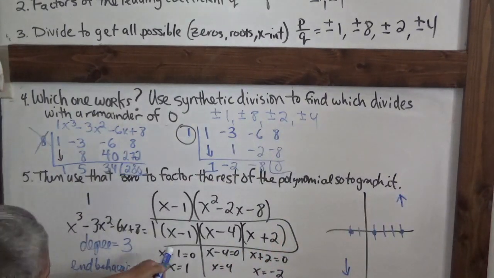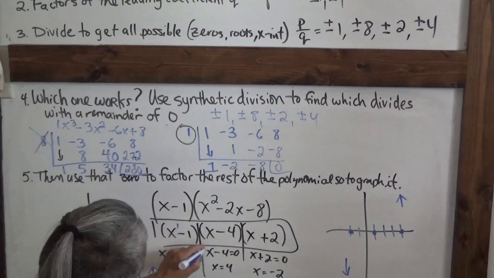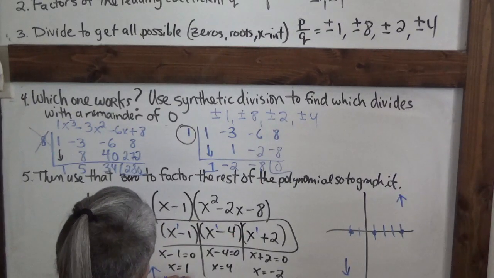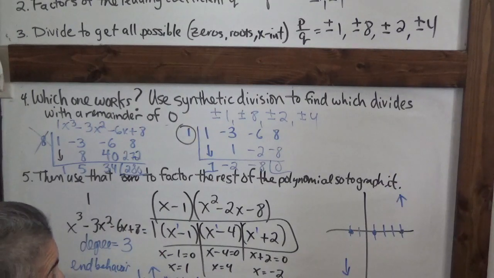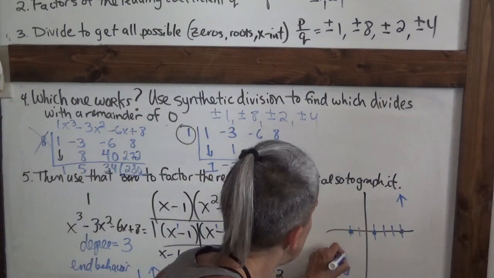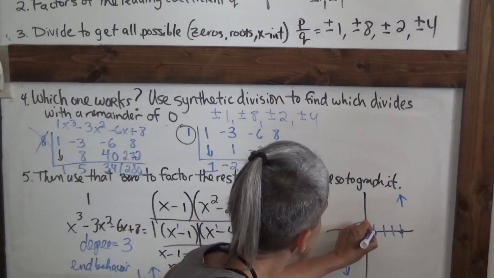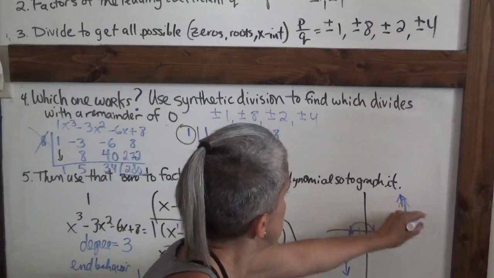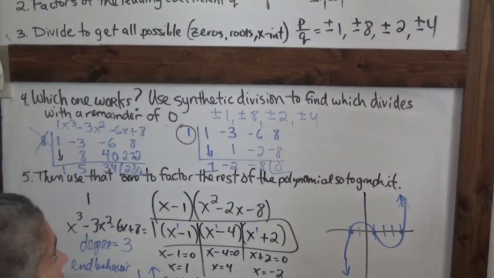What's the multiplicity for all of these? These all have a power of 1. So all these multiplicities are 1. Odd, so that means they're going to cross all of these. So I'm going to cross through the negative 2, cross through the 1, cross through the 4, and that's what the sketch of this polynomial would look like.